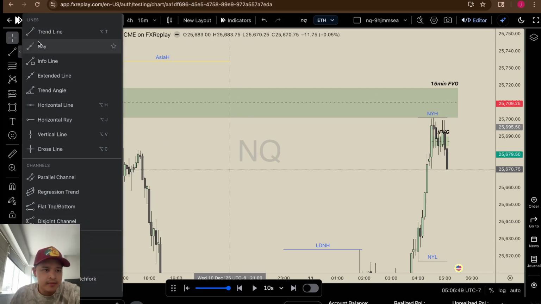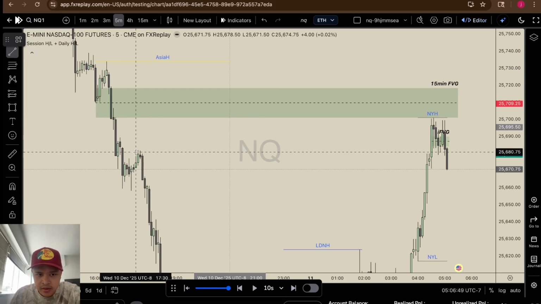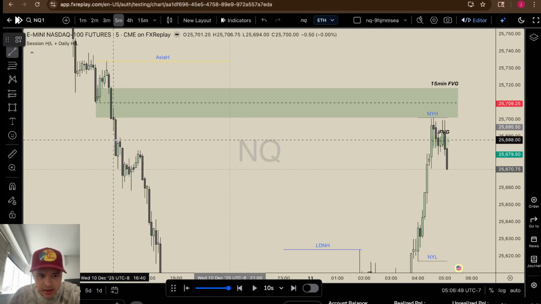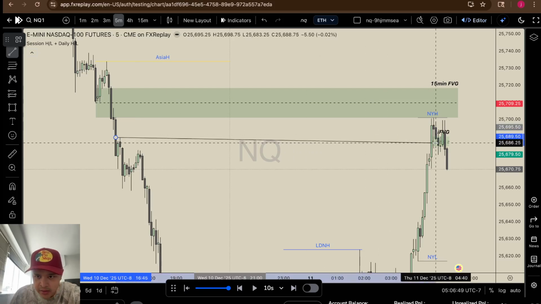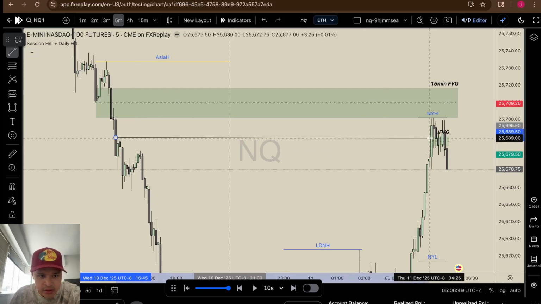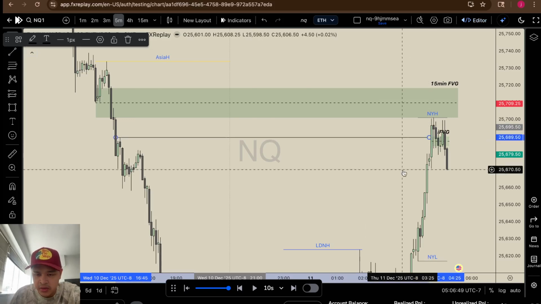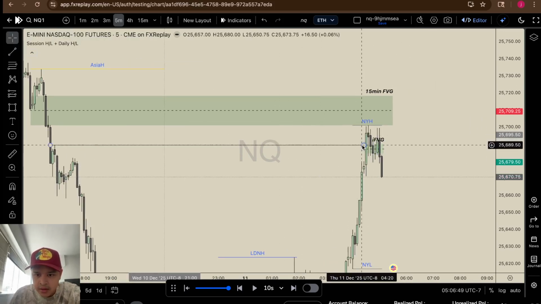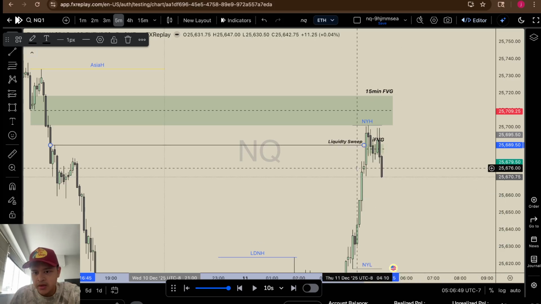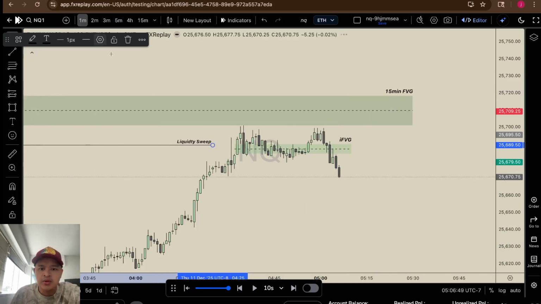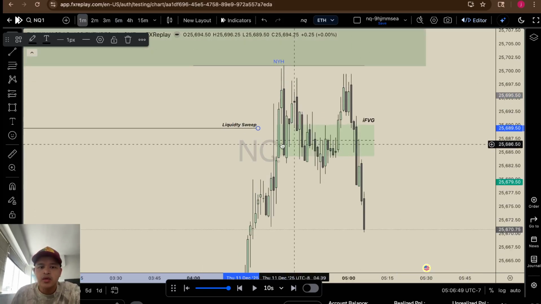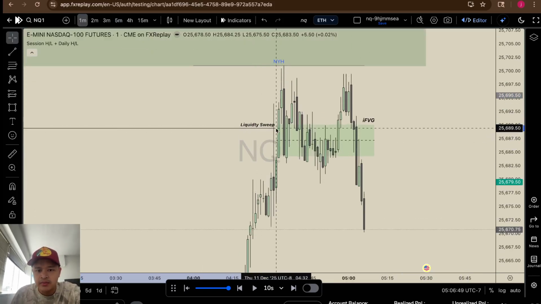You guys see that? You guys see this? And this? That's a little bit more significant. So we did sweep some sort of liquidity, internal liquidity. We got a liquidity sweep. So this is turning out to be a banger setup, guys. We got our liquidity sweep here.